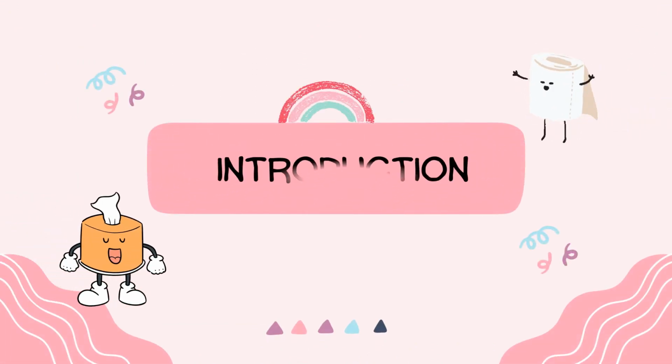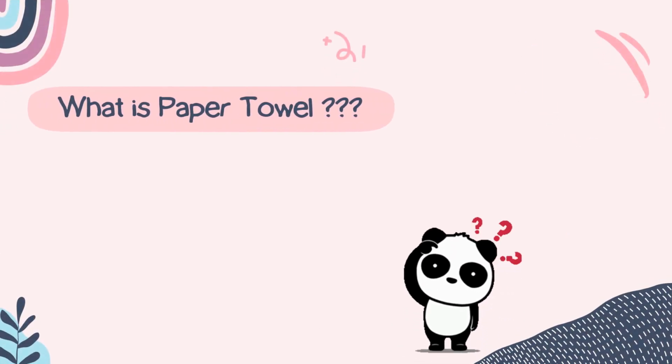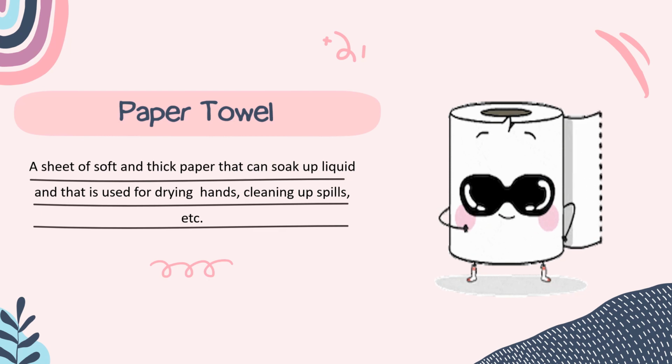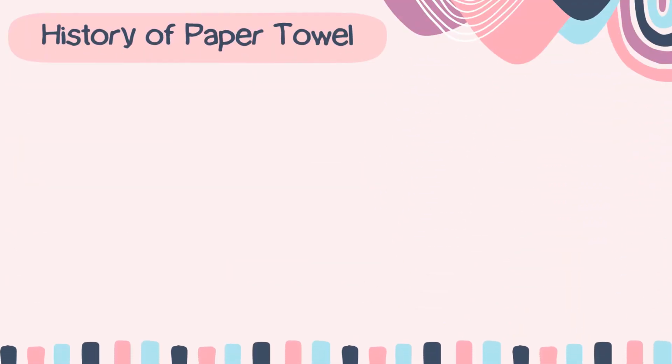First, we will start with the introduction of paper towel. Before that, do you know what a paper towel is? A paper towel is a sheet of soft and thick paper that can soak up liquid and is used for many purposes such as drying hands, cleaning up spills and others. Do you know when the paper towel was introduced?